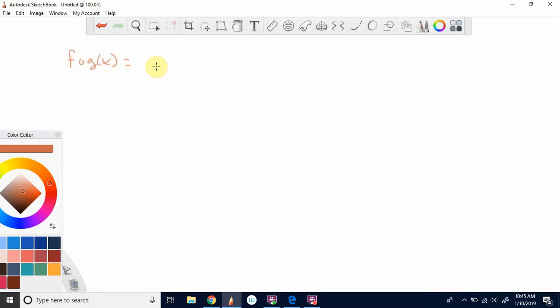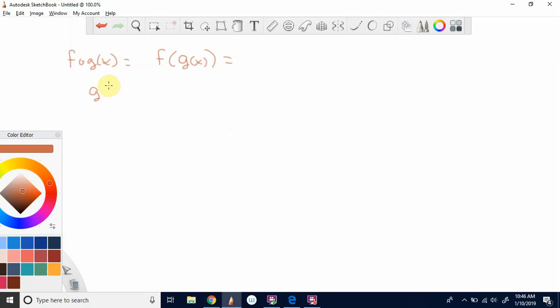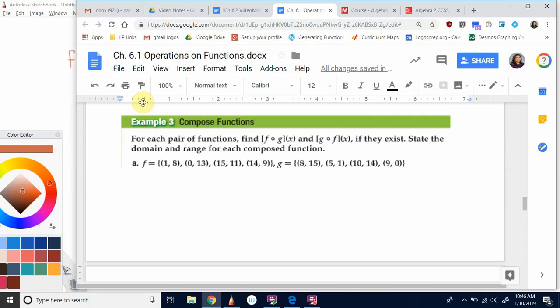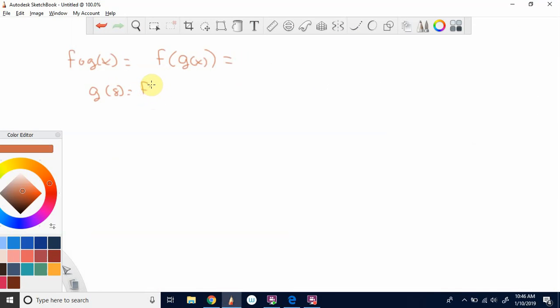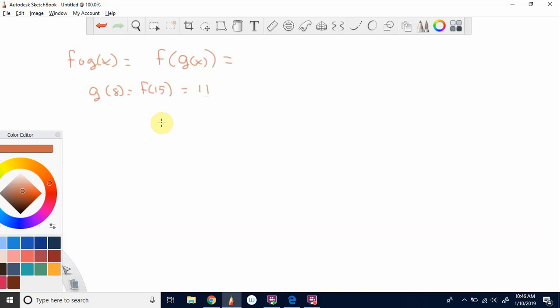Another way of writing this, remember, it goes from left to right, is f of g of x. And we did this with numbers. We're first going to find g of each one of these x's, its domain. So g of 8 is going to equal what? 15. So we're going to find f of 15. Remember, it becomes the domain of f. And so f of 15 is 11.